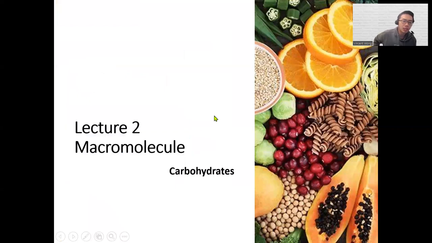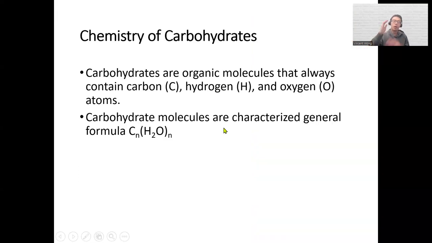All right. So let's start on carbohydrates, just some basic information about it. When we go through these macromolecules, you want to pay attention to what kind of atoms it's made up of, its functions, as well as the kind of monomers it's made up of.